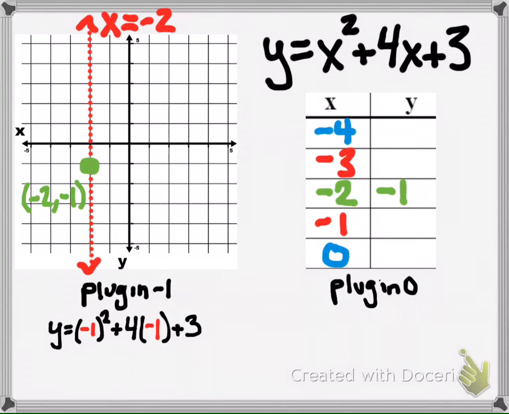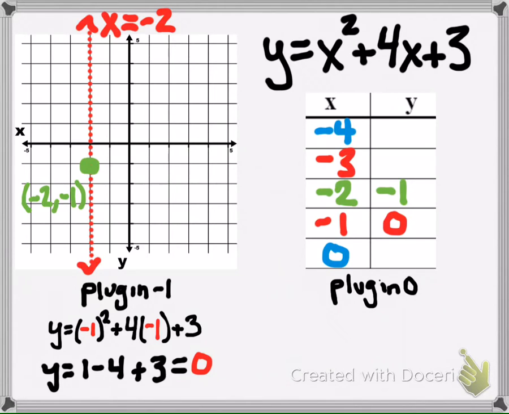So when I plug in negative 1, I have y equals negative 1 squared plus 4 times negative 1 plus 3, which simplifies down to negative 1 times negative 1 is just 1. And then 4 times negative 1 is a negative 4, so minus 4 plus that 3 to give me 0. So 1 minus 4 plus 3 is 0. So I can put that on my chart there. I have a negative 1 as my x, so my y is 0.